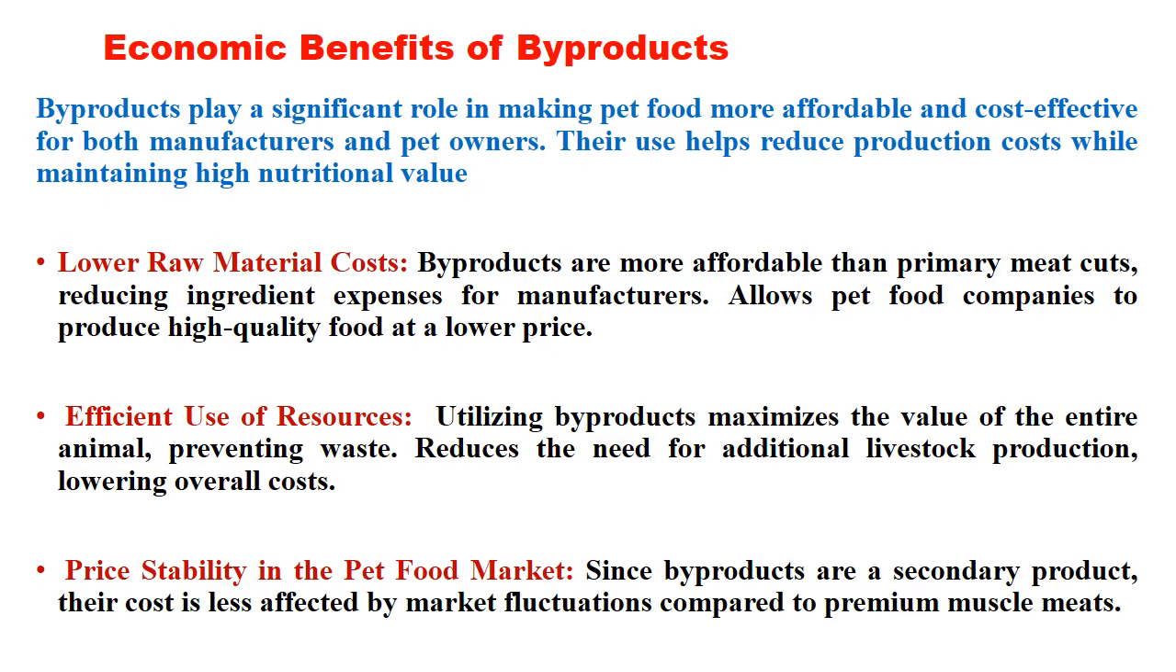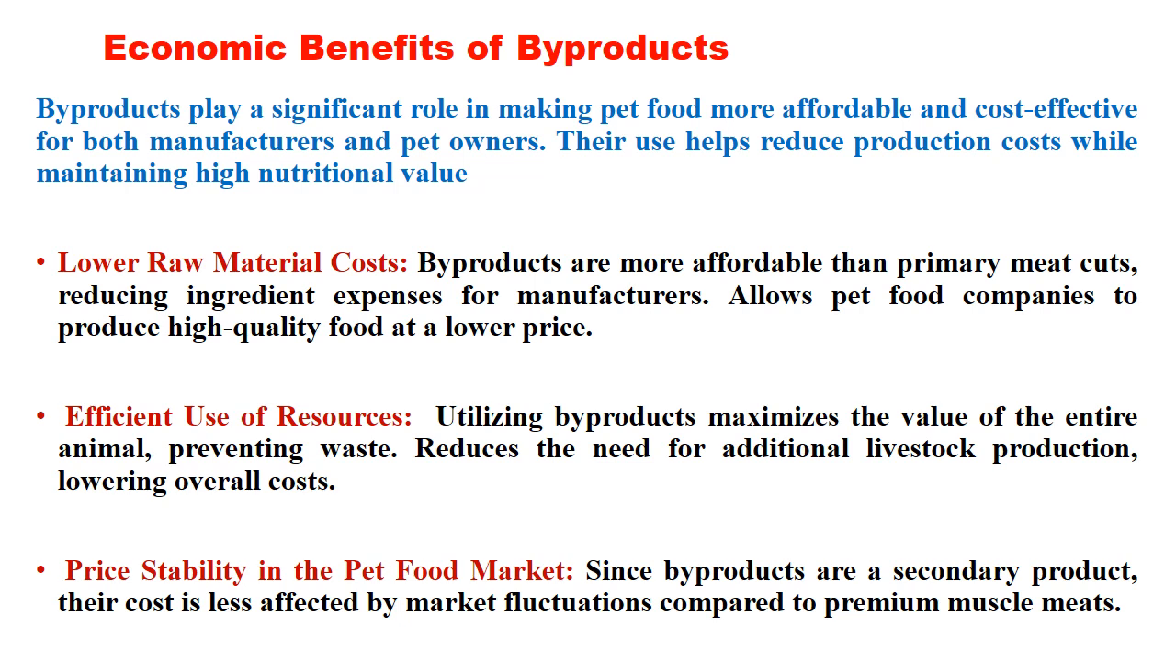Now we will discuss the economic benefits of byproducts used in pet foods. Byproducts play a significant role in making pet food more affordable and cost effective for both manufacturers and pet owners. This we have already discussed. Their use helps reduce production cost while maintaining high nutritional value. Firstly, the lower raw material cost. Byproducts are more affordable than primary meat cuts, reducing ingredient expenses for manufacturers and allowing pet food companies to produce high quality food at a lower price.